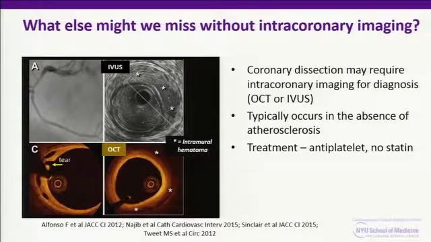We might miss coronary dissection, which can be angiographically evident and often causes more than 50% stenosis, but sometimes, as in this example, there is a non-obstructive appearance, and you need intravascular imaging to show the dissection. This typically occurs in the absence of coronary artery atherosclerosis and in the absence of atherosclerotic risk factors, and the treatment here is antiplatelet, but probably no statin based on the Mayo Clinic series.